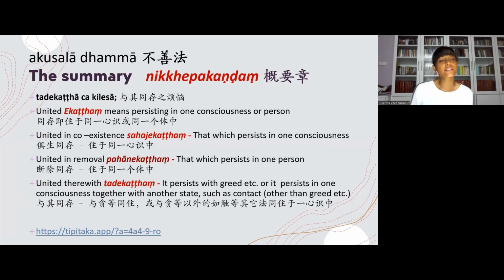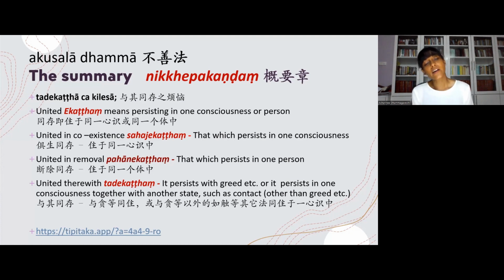Now let's look at this phrase, Aṭṭhakatha kilesa. Depending on the context, this phrase has different meanings. First, we will look at the word ekaṭṭha, which means united. Now, Aṭṭhakatha is formed from the word ekaṭṭhaṃ. When you see the word ekaṭṭhaṃ, it means something which persists in one consciousness or one person. But when the prefix sahaja is added to ekaṭṭhaṃ to form sahajekaṭṭhaṃ, that is united in coexistence, this means that which persists in one consciousness.